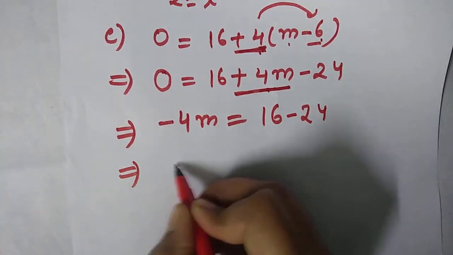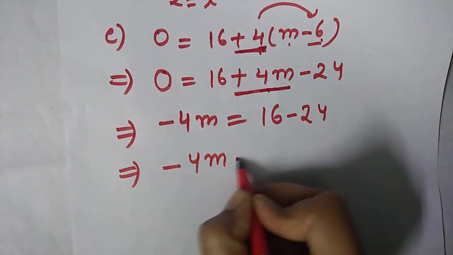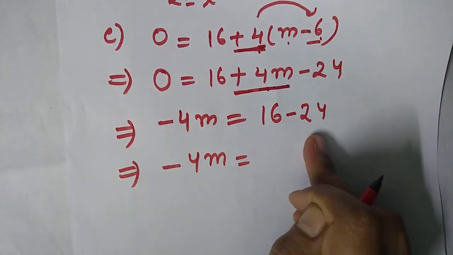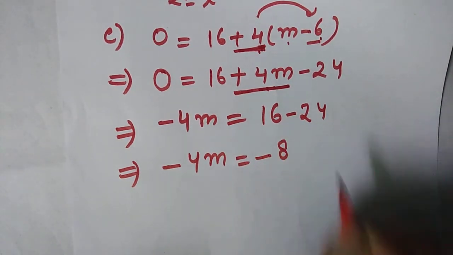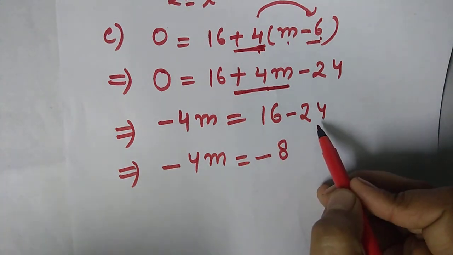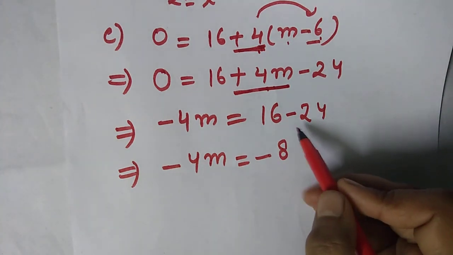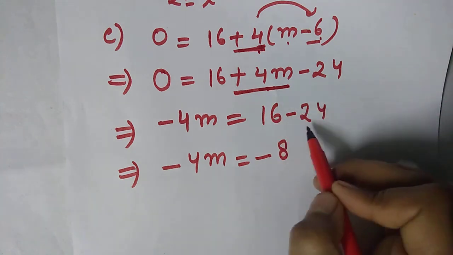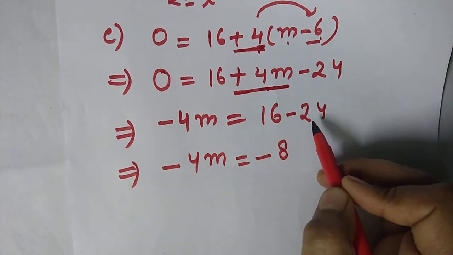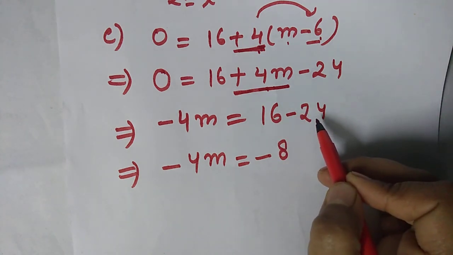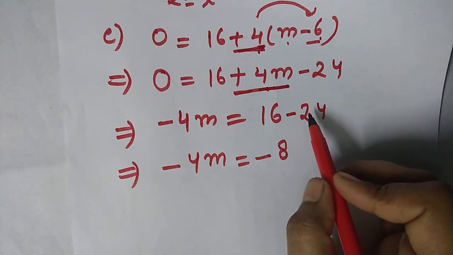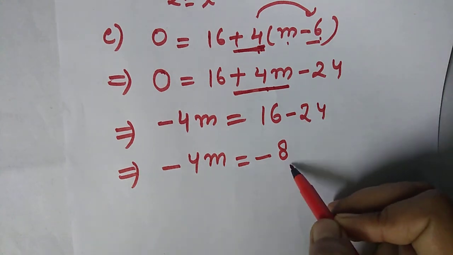Now this is minus 4m, and 16 minus 24 is minus 8. One is a positive number and one is a negative number, so you need to subtract the smaller number from the larger number, and the sign will be of the number having the greater numerical value. So it is minus 8.